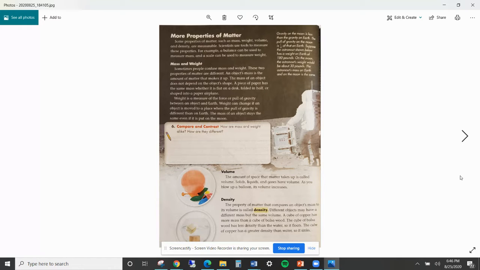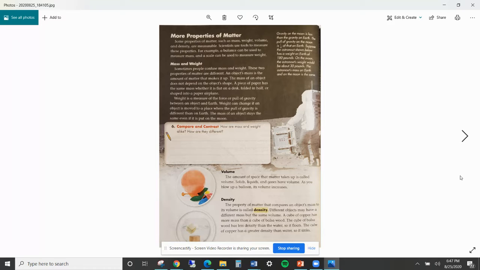Okay, let me go to the bottom of this page: volume. The amount of space that matter takes up is called volume. Solids, liquids, and gases have volume. As you blow up a balloon, its volume increases. The air that you blow into the balloon takes up space, and the volume increases.